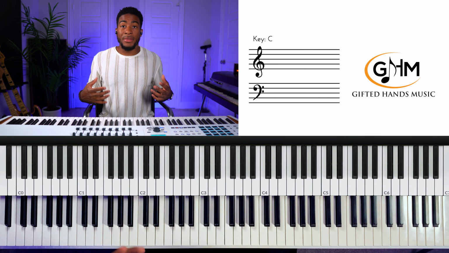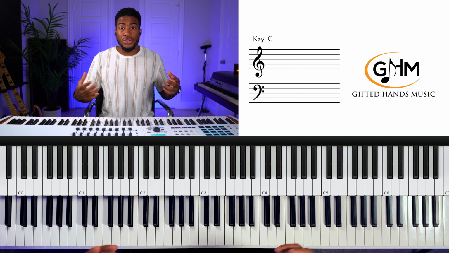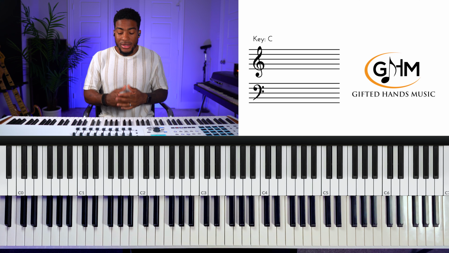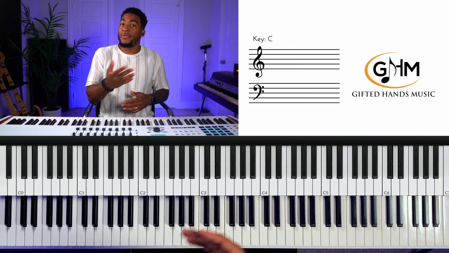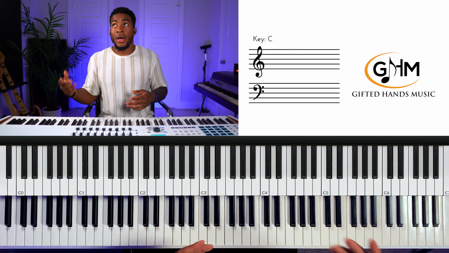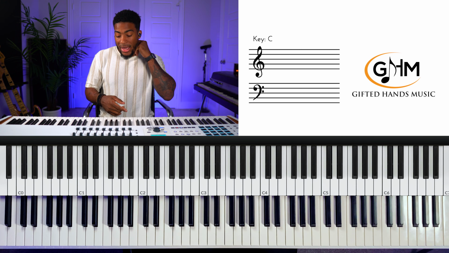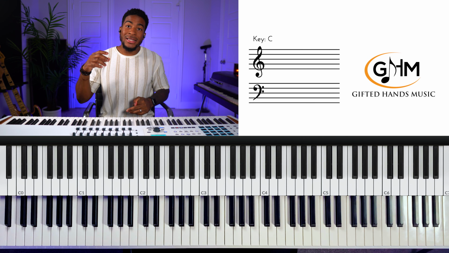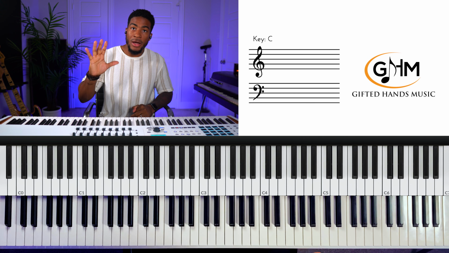So that's one way to think about the Mixolydian scale. The other way to think about it is in terms of the major scale. Remember, all of the modes that we've covered in this series are just some type of major scale starting on a note other than the 1, or other than the root of that major scale, right? So the Mixolydian mode is the 5th mode of the major scale.